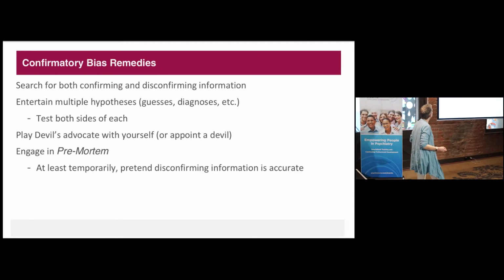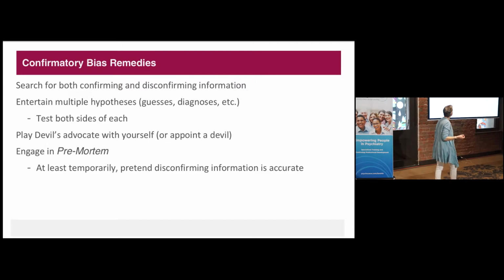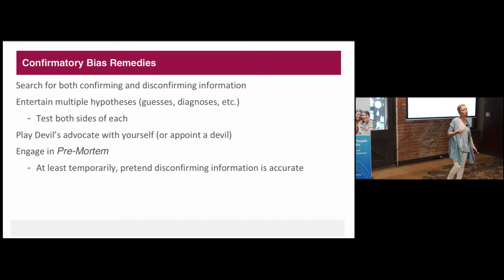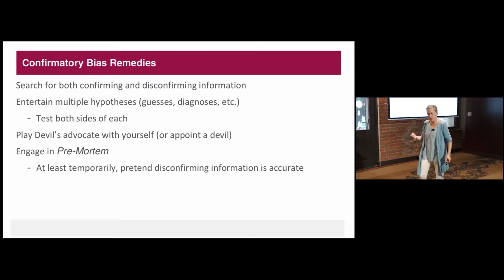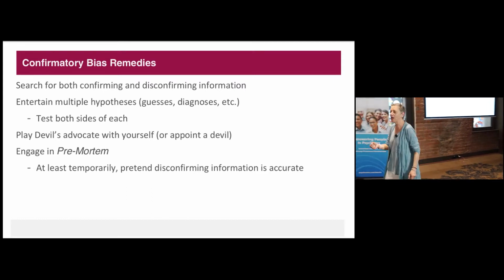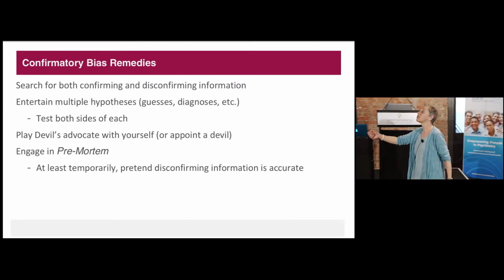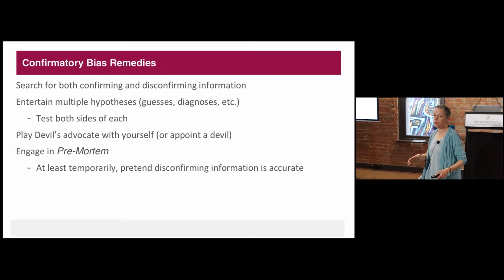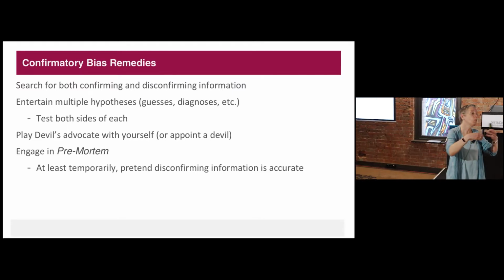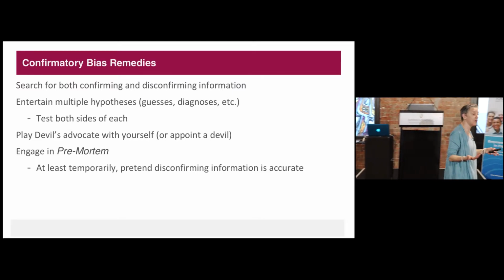So what can we do? We need to try really hard to search for both confirming and disconfirming information. We need to ask ourselves, if I'm wrong about this, what do I need to look for? If it's the opposite of what I think, or if it's this other thing, what test do I need to do? What question do I need to ask?